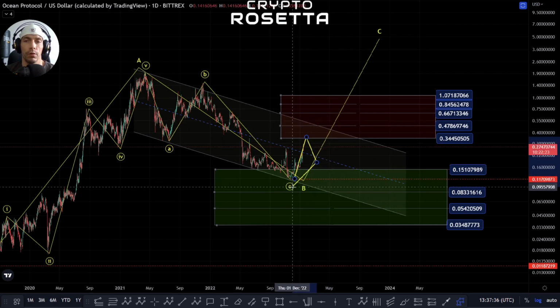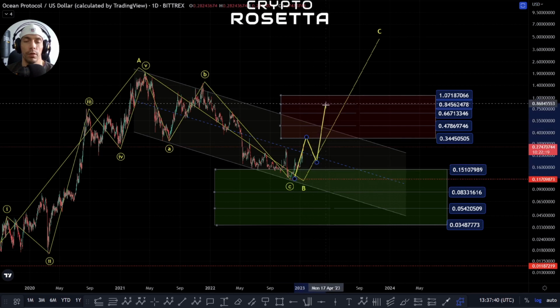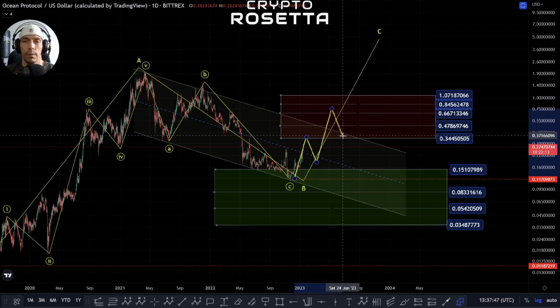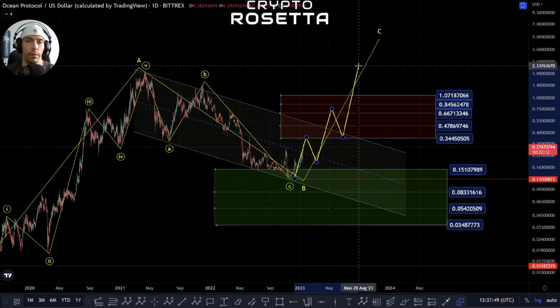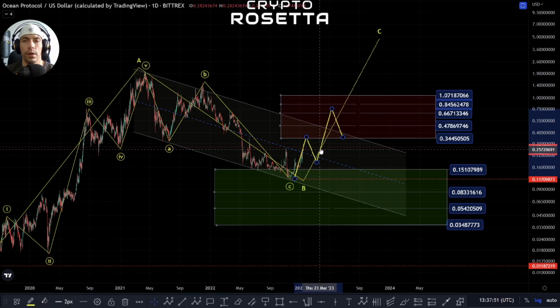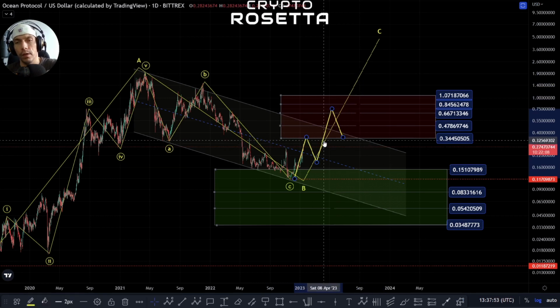Potentially what we could look to do is make a 1, 2, 1, 2, and then we either break through with a 3, or alternatively we form an additional wave 1 like this. We come back for a 2, and then we look to break above with a 3, 4, 5. So that's looking for continuation. That is a possibility.